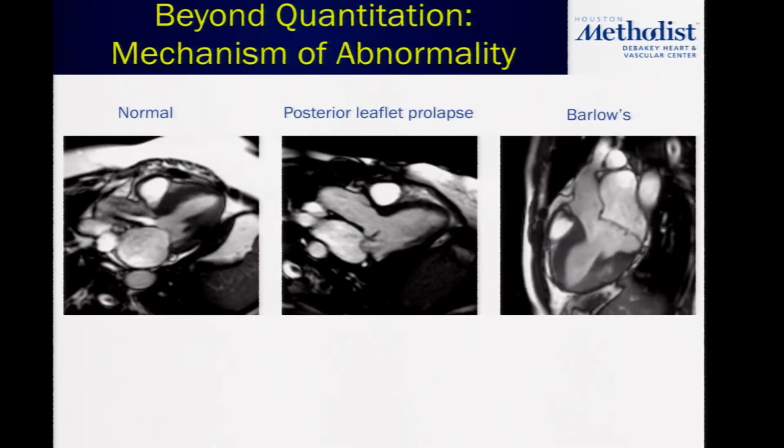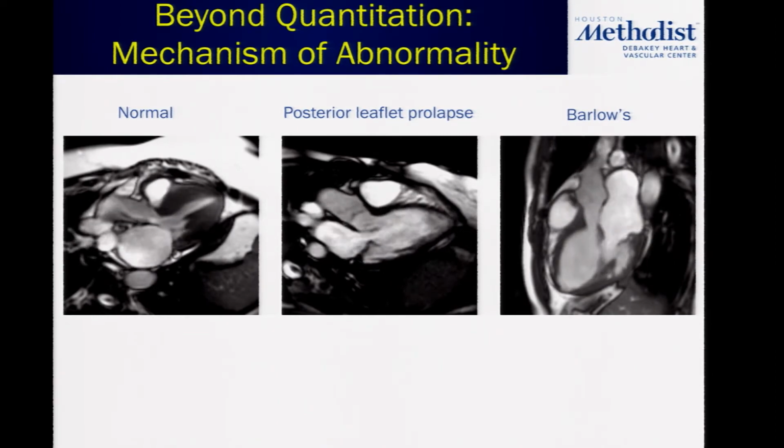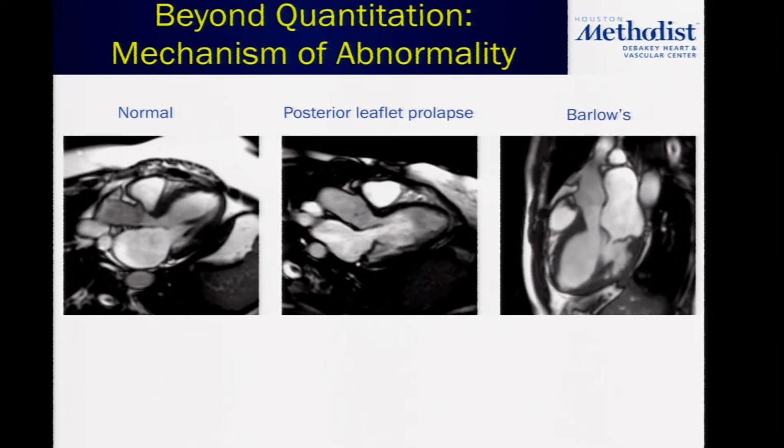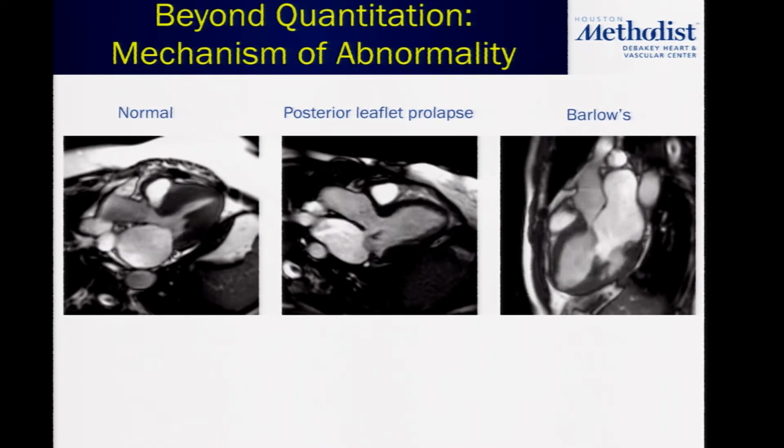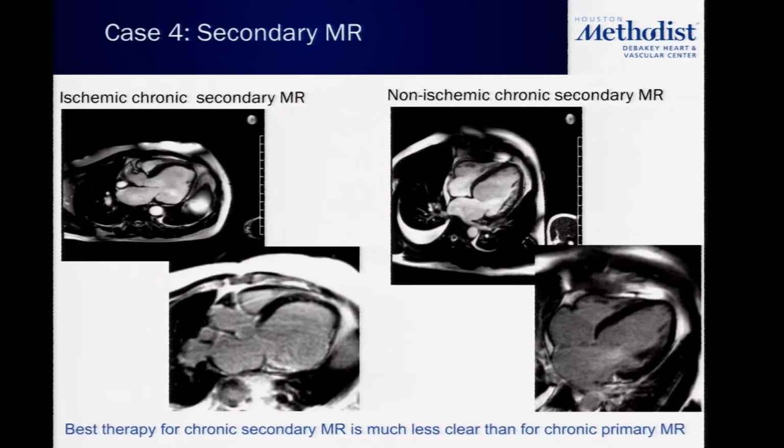Now, here's examples of other abnormalities. You can see here's a patient who has a posterior leaflet prolapse. Here's a patient who has a bileaflet prolapse with the classic Barlow's type abnormality. And so for MR assessment, not only for primary MR, but also for secondary MR, CMR can be very useful. Here we can see clearly there's a wall motion abnormality in the lateral wall, resulting in tethering of this posterior leaflet. And you can see a somewhat eccentric mitral regurgitation jet.